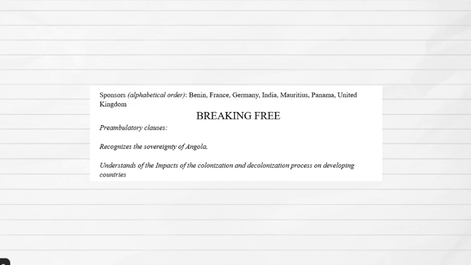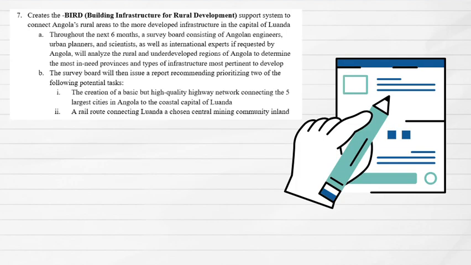So every paper is going to be divided into different clauses. So let's look at some clause examples here. This is clause 7 for the Breaking Free paper. Clause 7 creates the BIRD support system, BIRD standing for Building Infrastructure for Rural Development. A very important part of clause writing is that typically you want some sort of catchy acronym or catchphrase so that people remember your clause when they're flipping through the paper.